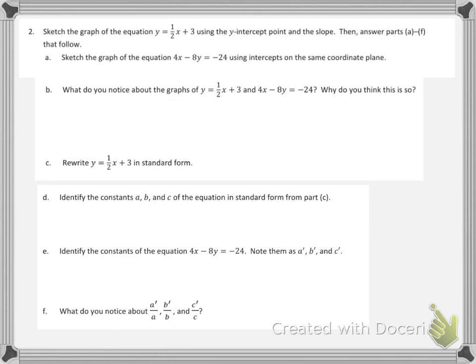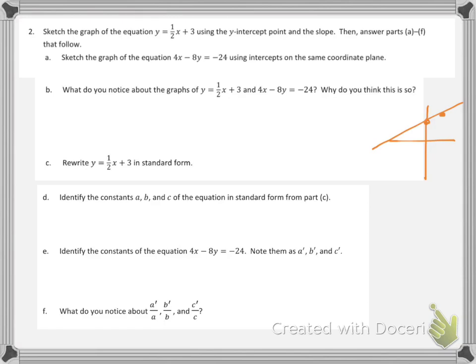Let's look at number 2. Y equals 1/2 x plus 3, using the y-intercept and the slope. Well, I can sketch that real quick. I can put that over here quickly, and I'm going to cross at 3, so maybe there. That means up 1 and right 2, so it's a line something like that. So there's my line for y equals 1/2 x plus 3.